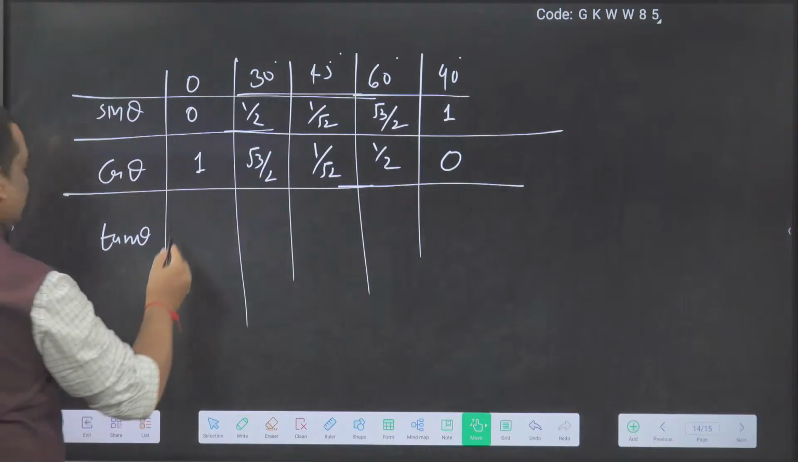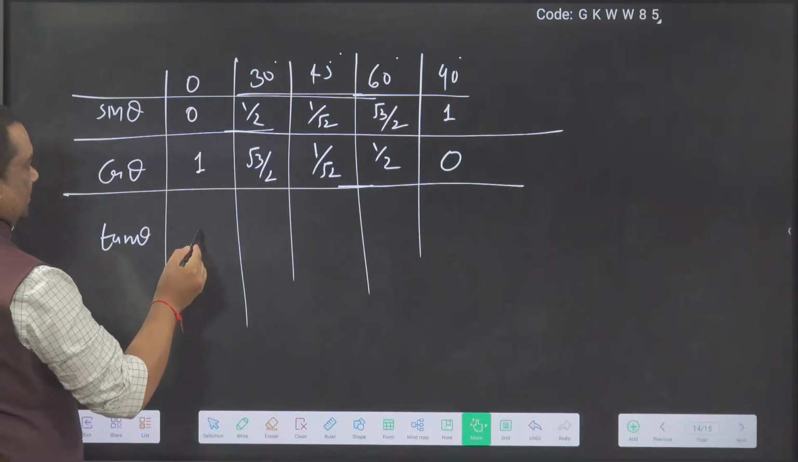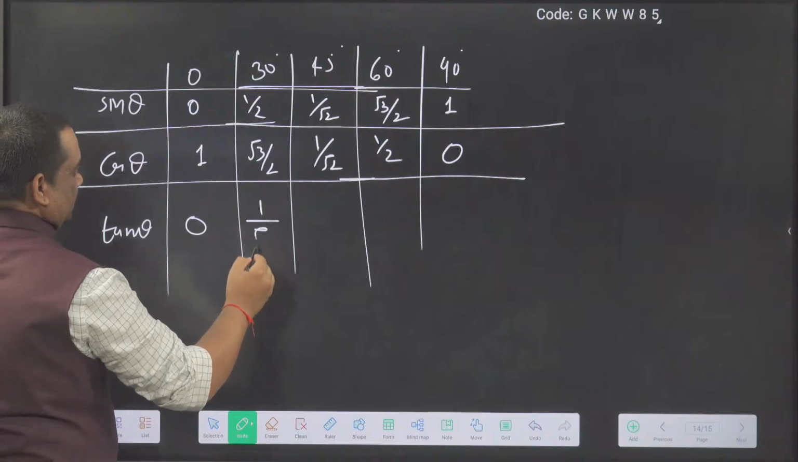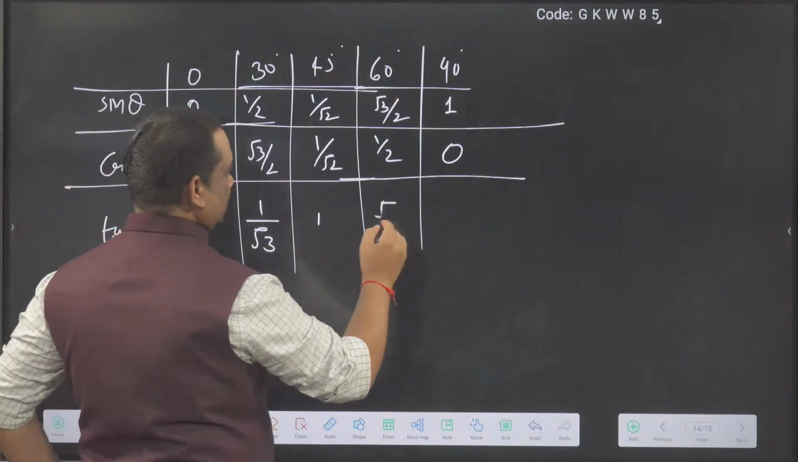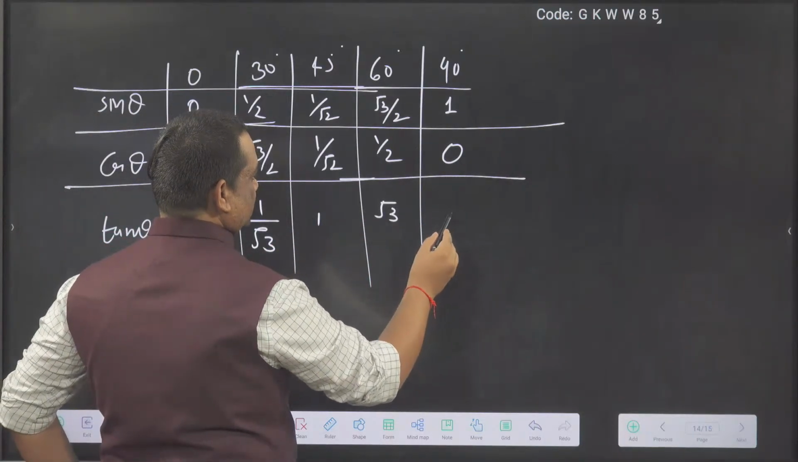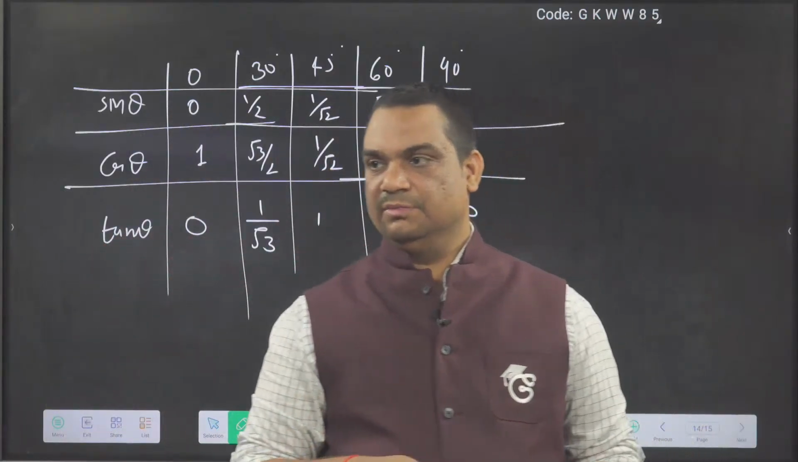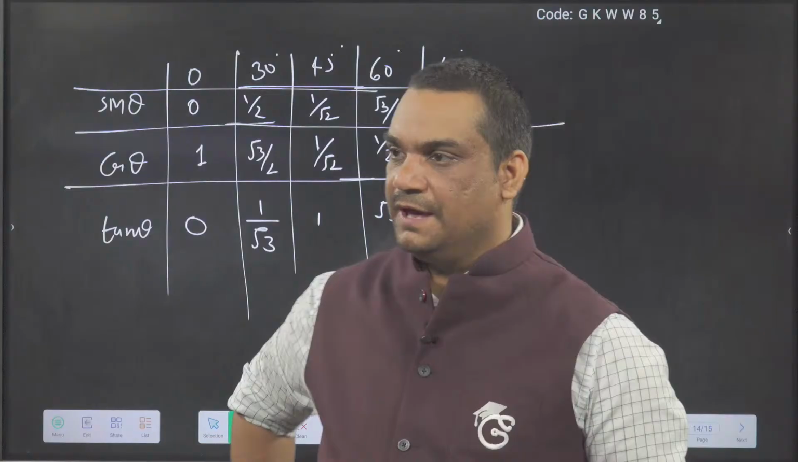Now, we can say tan theta here in this one. This will be your 0, 1 by root 3, 1, root 3, and here we can write this one is going to be infinity. This is the minimum data set you have to remember here. Minimum values you need to remember.